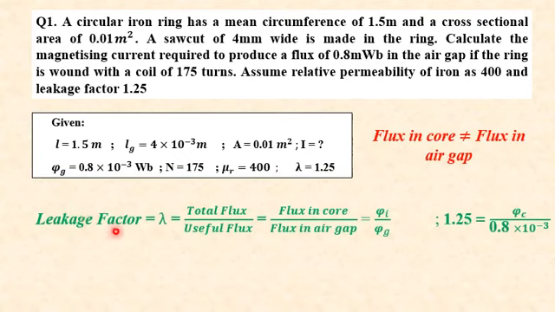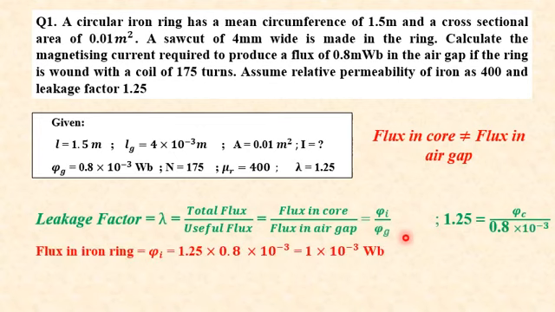So we know that the leakage factor lambda equals total flux by useful flux, or flux in core by flux in air gap. So that is phi i by phi g. The value of lambda is given as 1.25. So 1.25 is equal to phi i by 0.8 into 10 raised to minus 3, which is your phi g value. So the flux in iron ring phi i will be equal to 1.25 into 0.8 into 10 raised to minus 3, which can be obtained as 1 into 10 raised to minus 3 Weber.